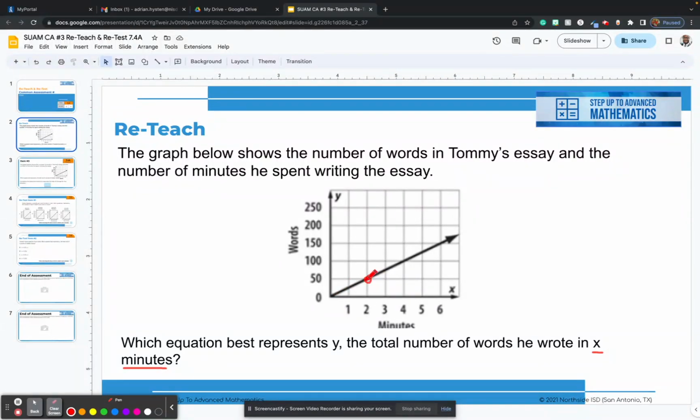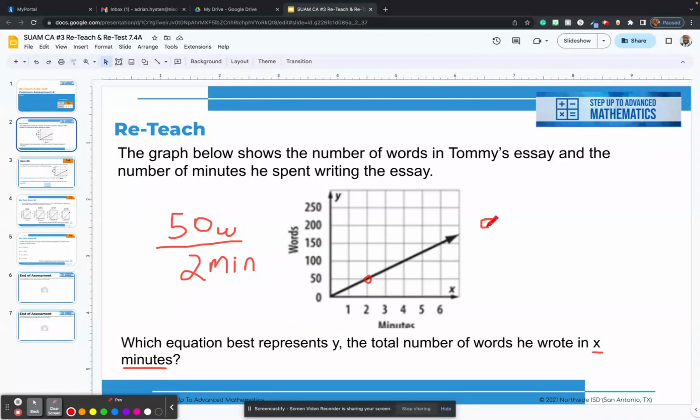So right here, I have a nice friendly point. So we know that he did 50 words in 2 minutes. So I'm going to put 50, and because I'm using a trackpad, I'm going to put a W, 50 words over 2 minutes. Now, you all know that with unit rate, we are finding the amount per one. Okay, so how much would he write in 1 minute? Well, we would do 50 divided by 2, as we see it there.